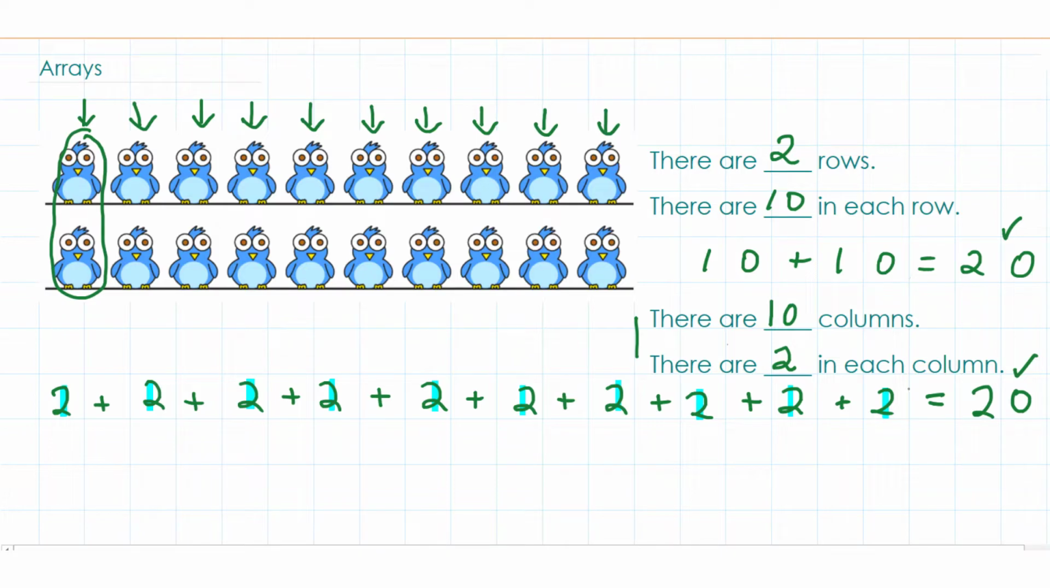In this example here, which calculation is easier to do? 10 plus 10? Or the second one, 2 plus 2 plus 2 plus 2 plus 2 plus 2 plus 2 plus 2 plus 2 plus 2? What do you think and why?